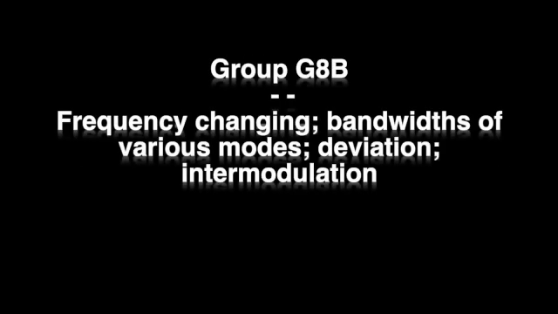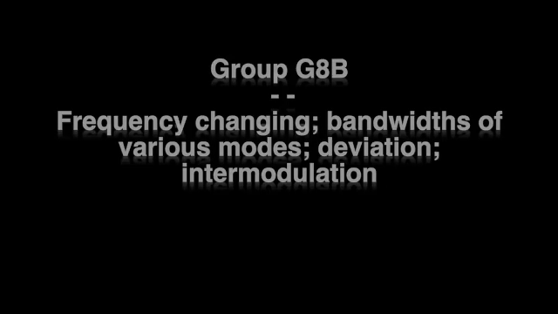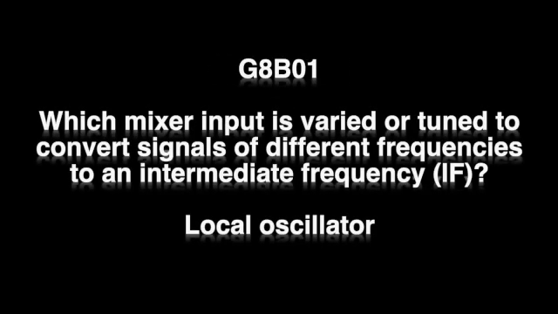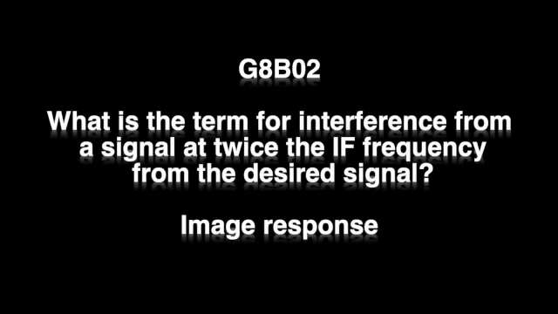Group G8B: frequency changing, bandwidths of various modes, deviation, intermodulation. G8B01. Which mixer input is varied or tuned to convert signals of different frequencies to an intermediate frequency, IF? Local oscillator. G8B02. What is the term for interference from a signal at twice the IF frequency from the desired signal? Image response.